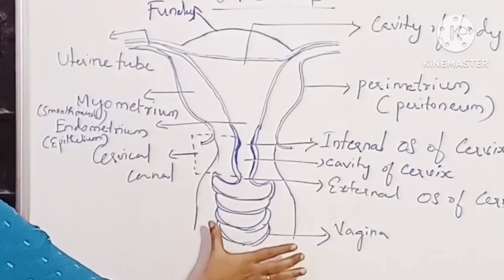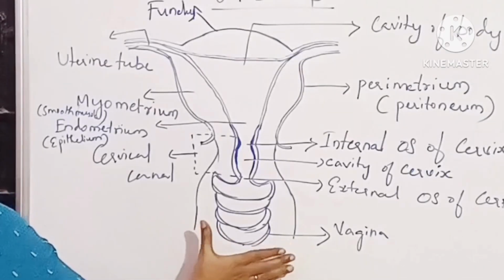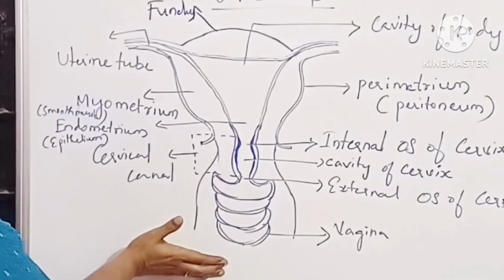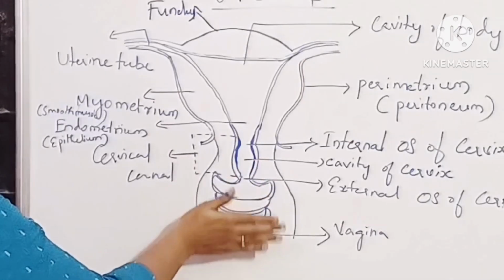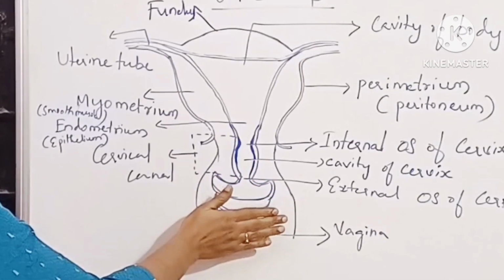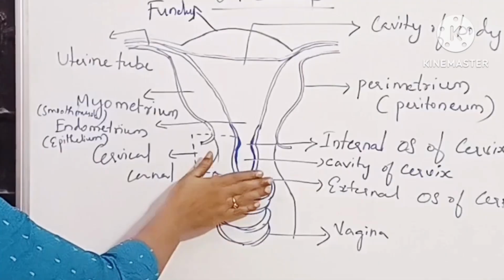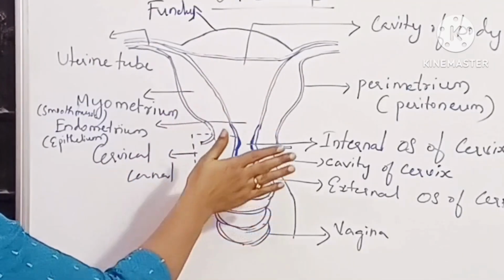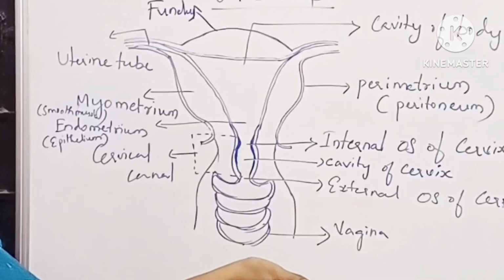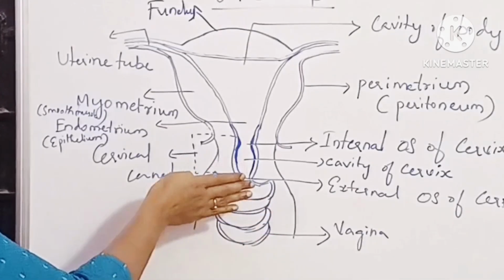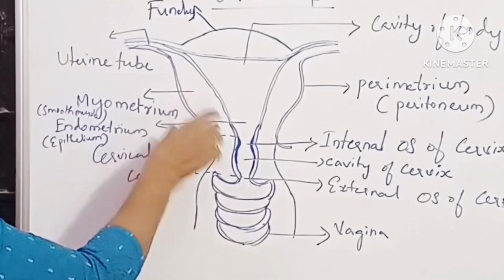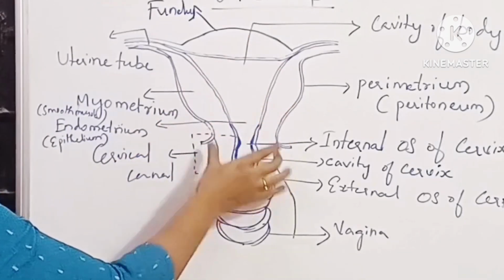It lies in the pelvic cavity. The pelvic cavity is nothing but the lower abdomen, between the bladder and rectum. The bladder is in front of the uterus. The rectum is at the back of the uterus. In between, the uterus is present.